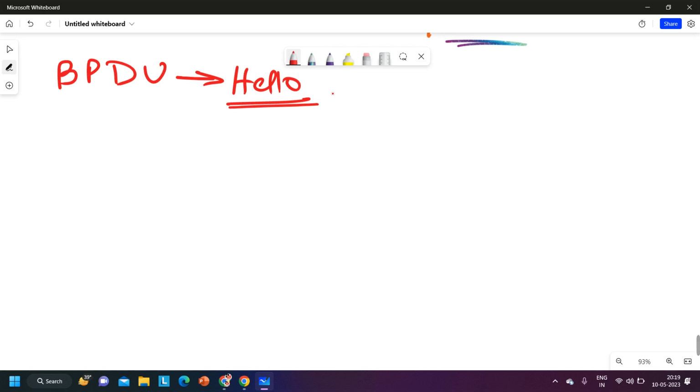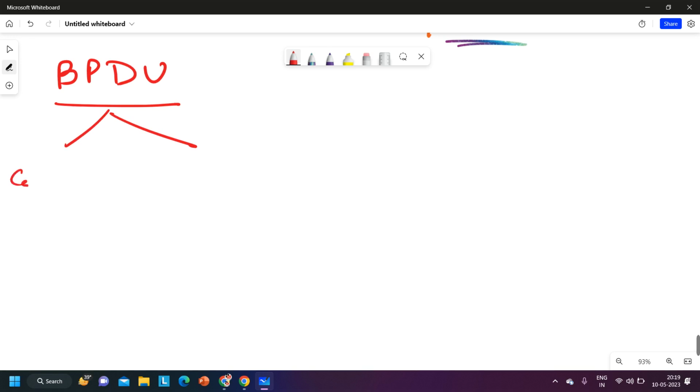Yes or no? Hello message also, update message also, and DBD message also. All messages are used to share some information with neighbors. Like in STP, we have only one type of message, that is BPDU. And this message is divided into two parts. One is configuration BPDU.